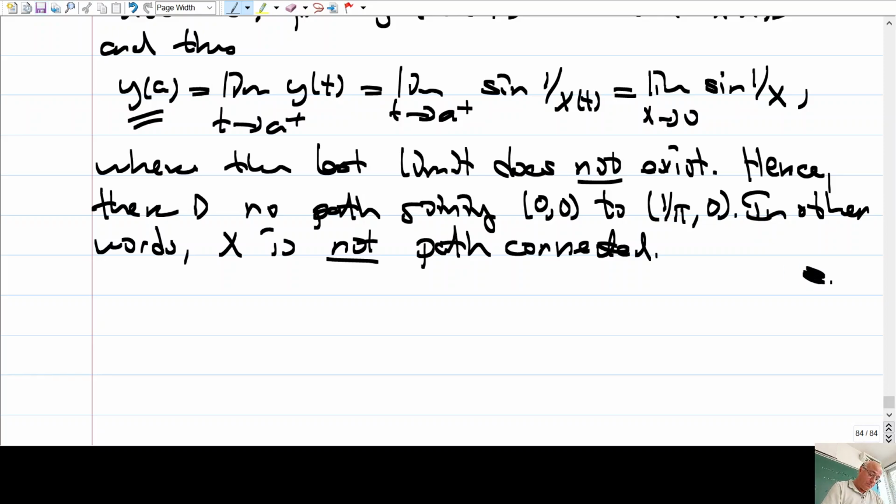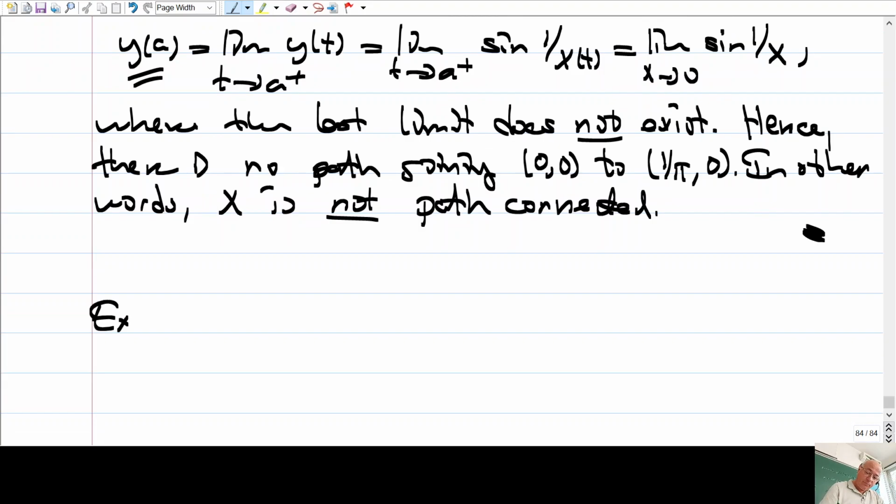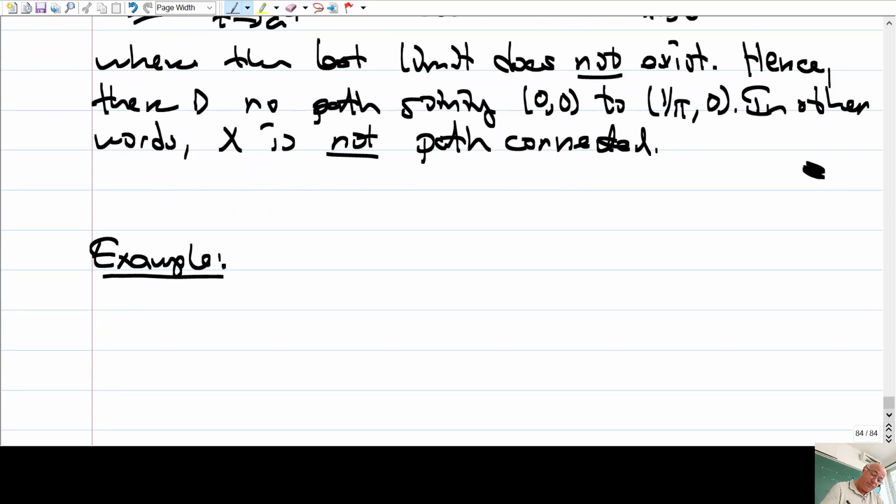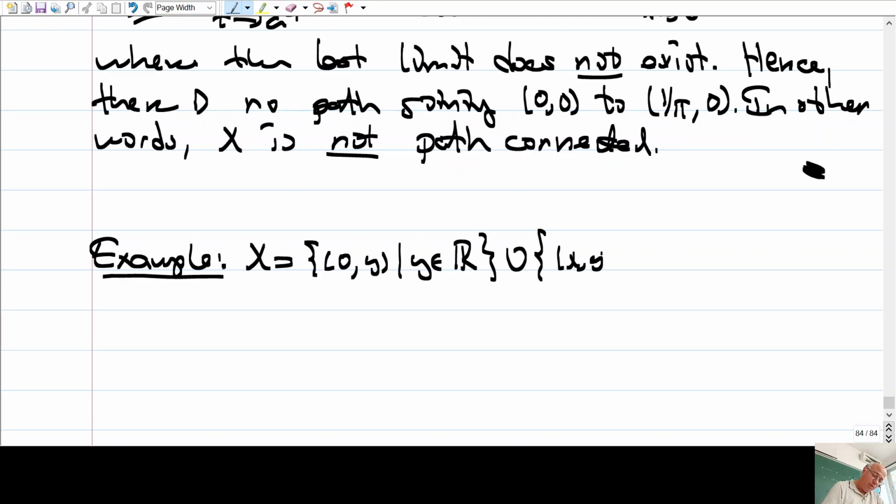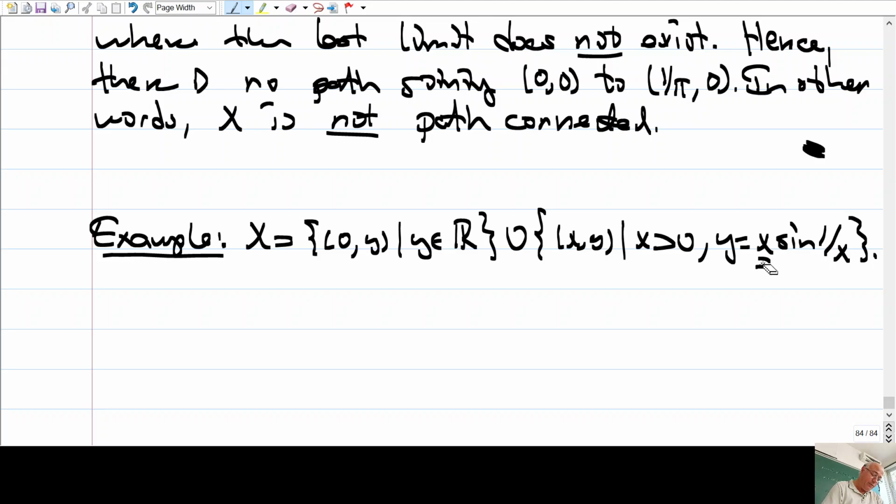Okay, so let me give you another example similar to this one, but slightly different. This time, let X be the following object: (0, y) with y in R, union (x, y) where x is positive and y is x times sine(1/x). The only difference is that I have an x factor here. So the space is this.